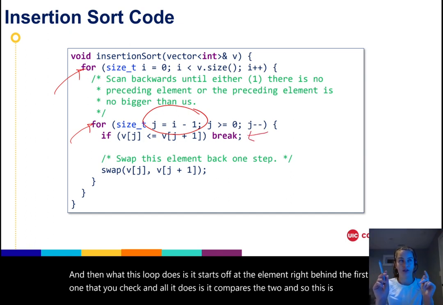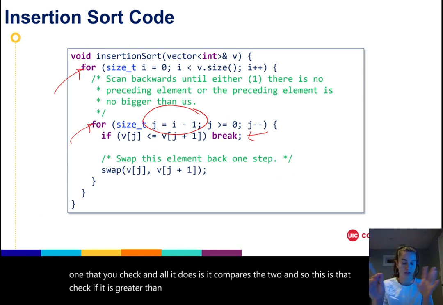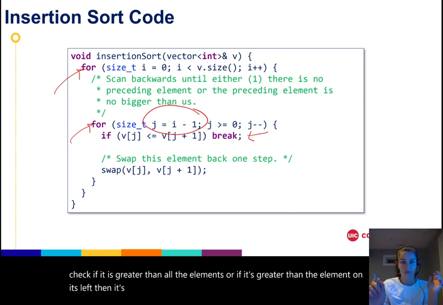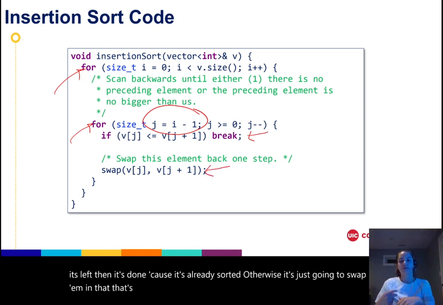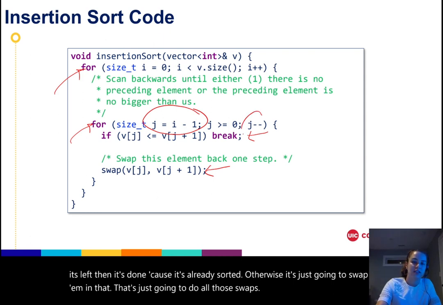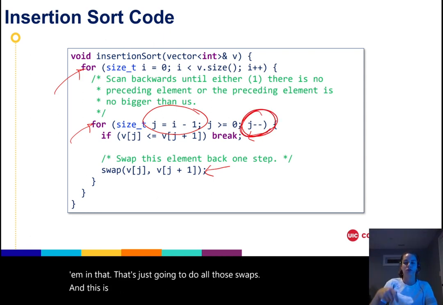If it is greater than the element on its left, then it's done because it's already sorted. Otherwise it's just going to swap them, and that's going to do all those swaps. And this is a loop that goes down because that's how it goes backwards.